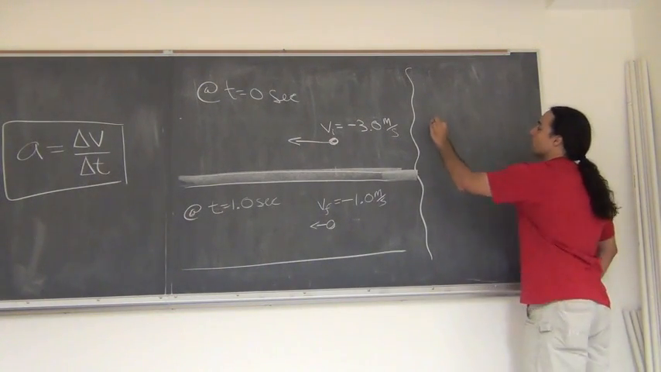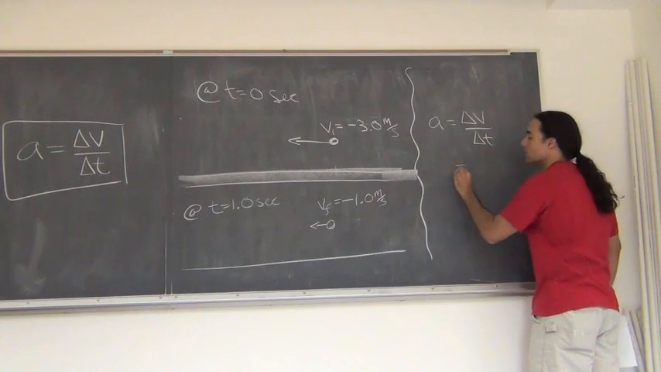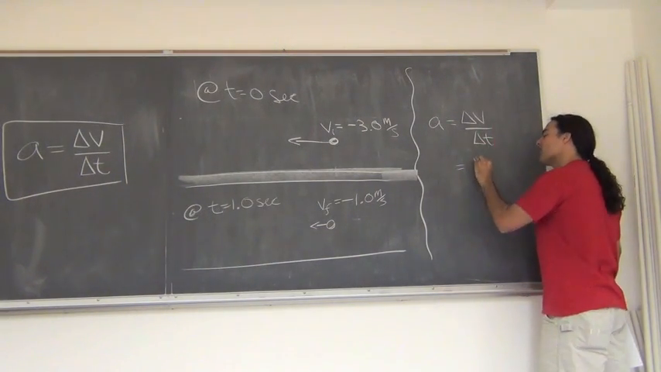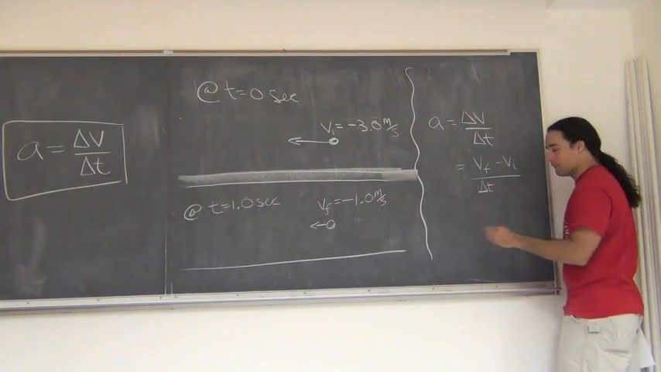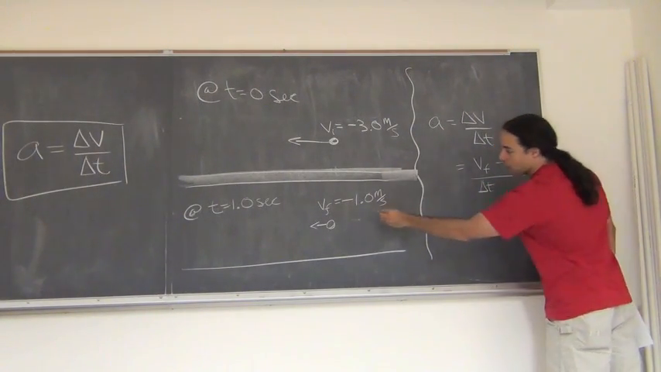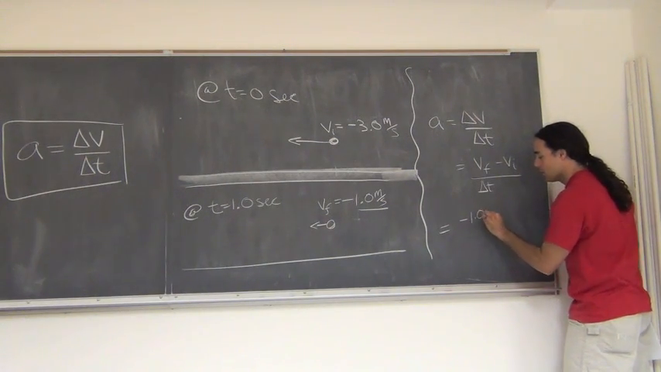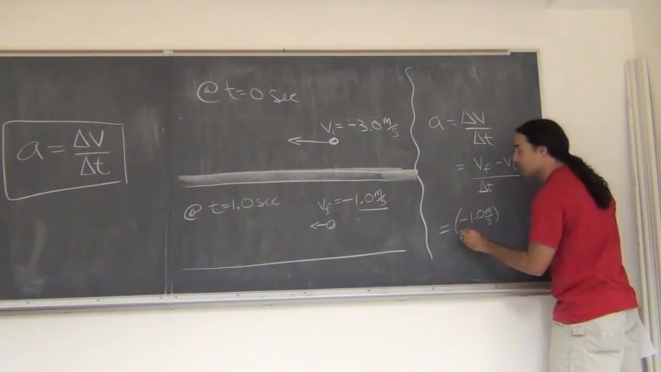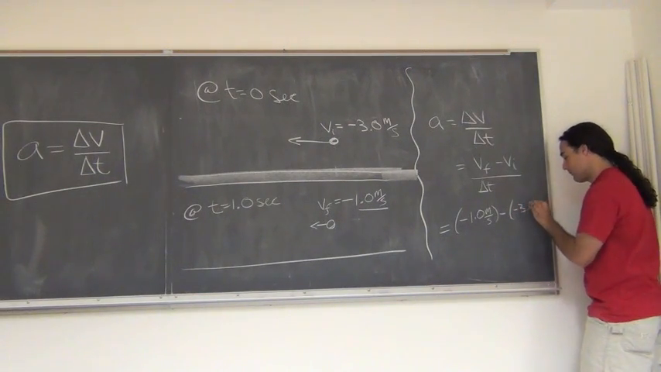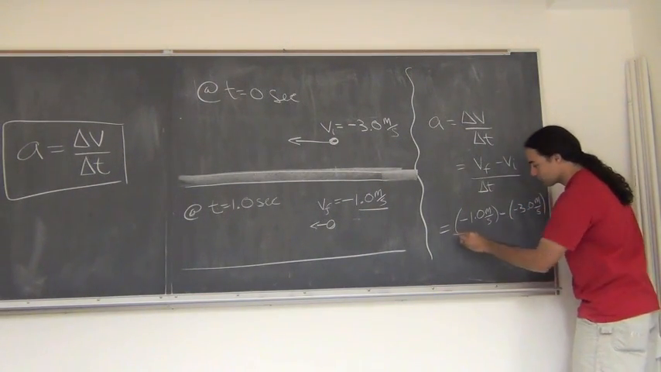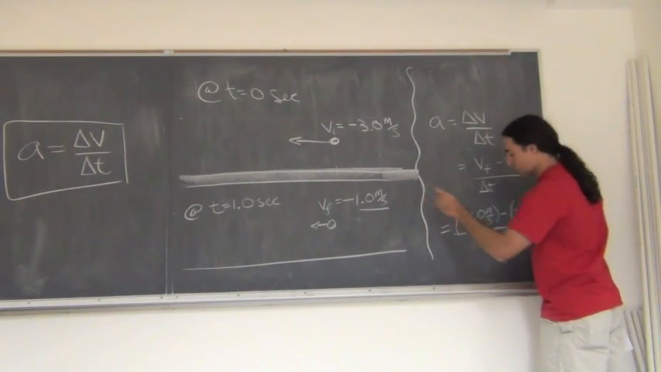Here we go. So acceleration is change in velocity over change in time. Change in velocity is the final minus the initial velocity, still over the change in time, which would be my final velocity, negative 1 meter per second, minus my initial velocity, negative 3 meters per second, divided by delta t. Delta t here was just 1 second.